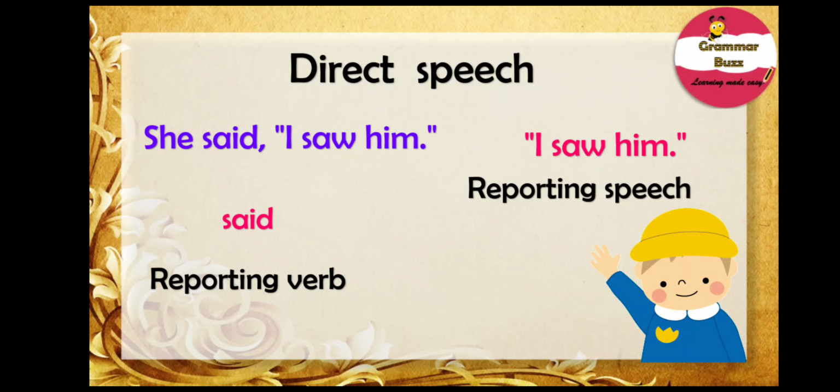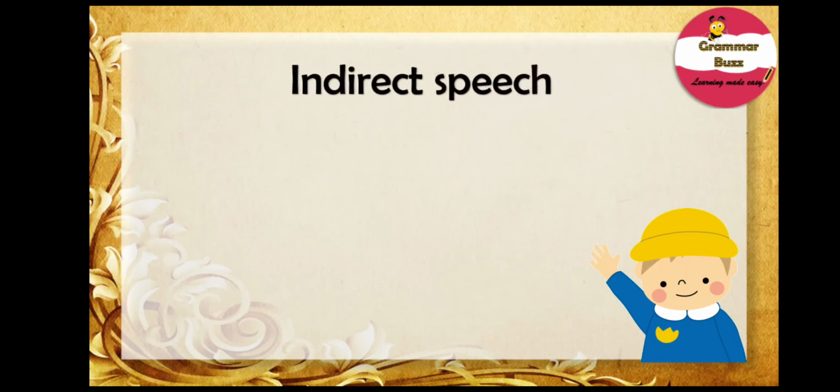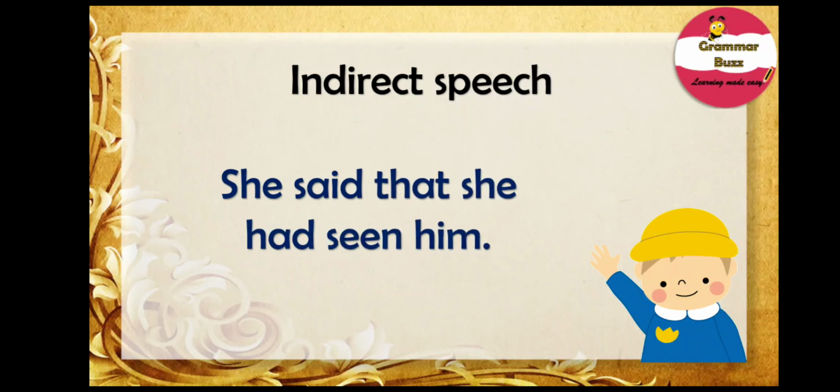Now let us consider the same example that we saw in direct speech and use it for our indirect speech. So let us convert the direct speech, she said, "I saw him," to indirect speech. Converting it to indirect speech, we have: She said that she had seen him. This is indirect speech. Can you identify the changes in the sentence? Well, I guess you can.